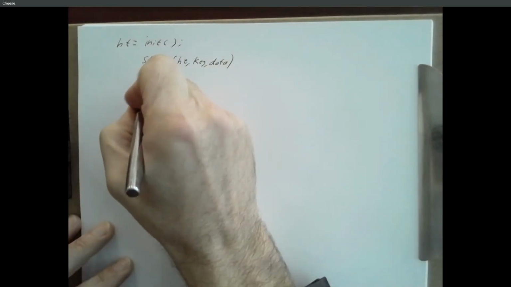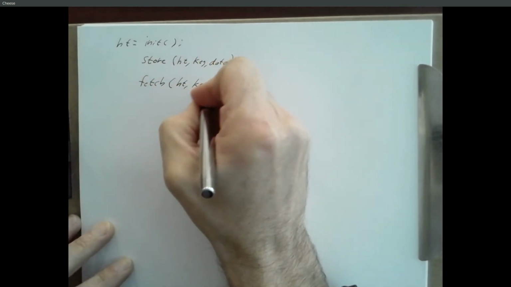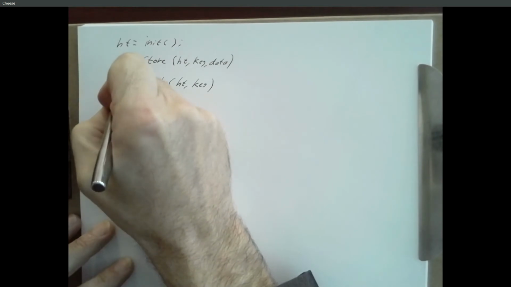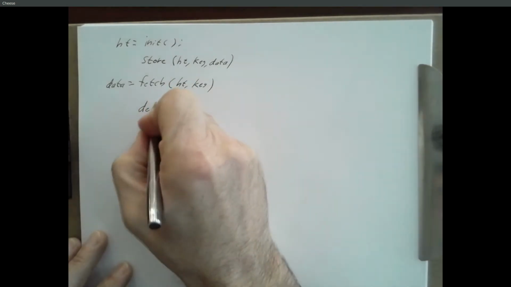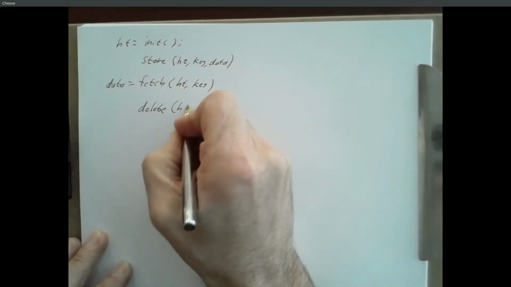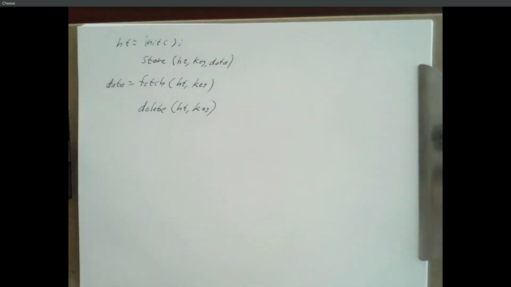Okay, we'd also like to be able to say fetch. So give it a hash table and a key, and have fetch tell us what the data is associated with that key. And we'd like to delete. And usually we delete based on key. Maybe not usually, but in this case, here's a key, go ahead and remove that and the associated data from the hash table.